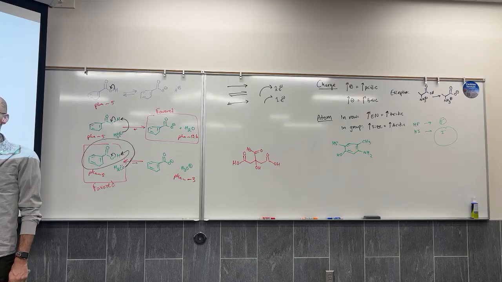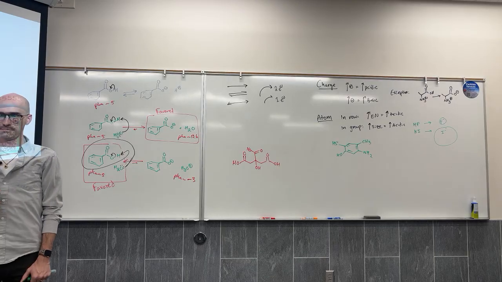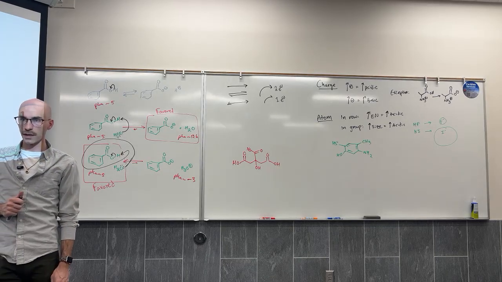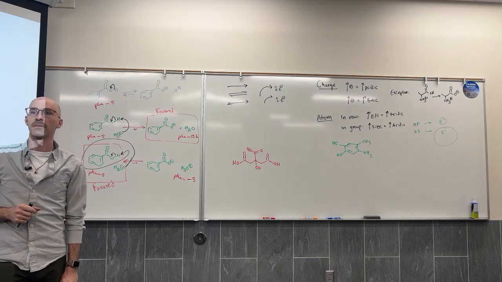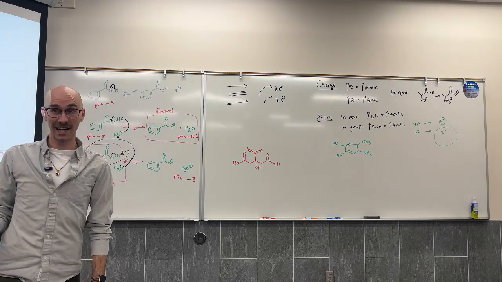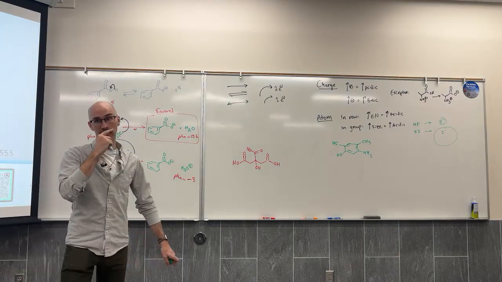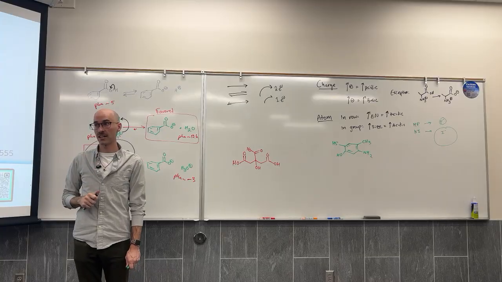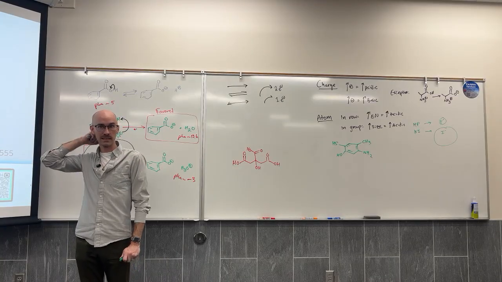Even though it's not more electronegative, but because its size is larger, it is more acidic. HI is more acidic because of its size and not because of its electronegativity. HF is actually not a very good acid compared to HI.